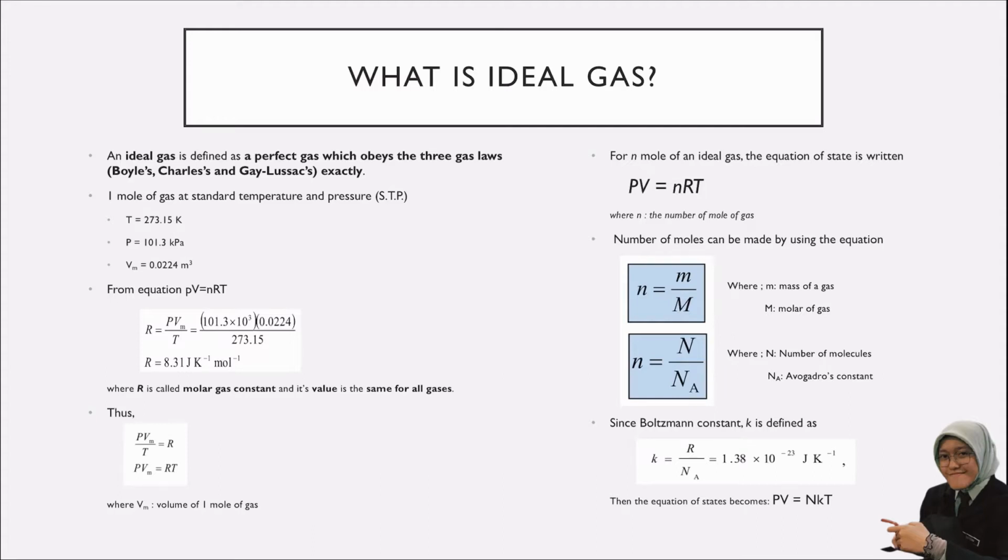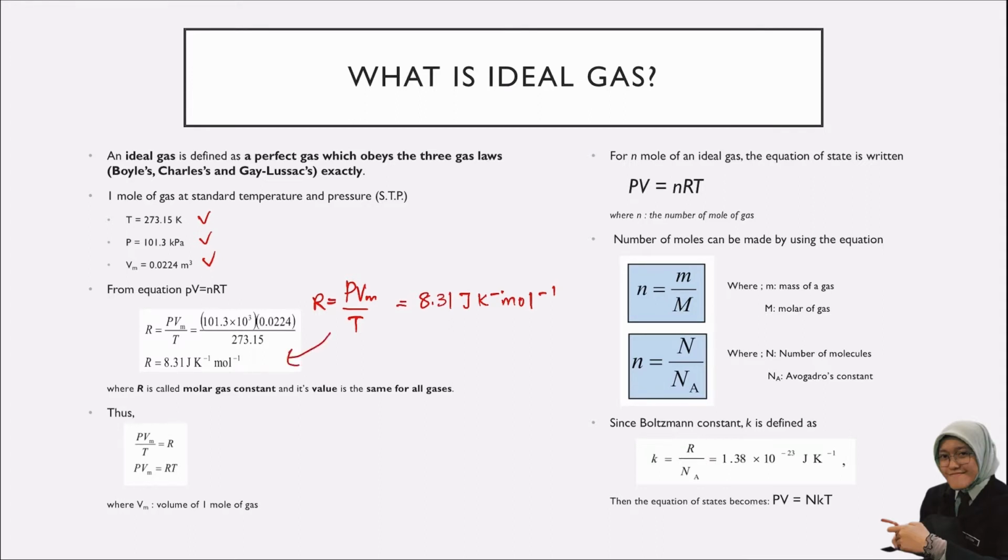0.0224 meter cube. So from the equation PV equals to nRT, kita boleh dapat R constant by substituting the value, which is PV over T. So kita substitute by the value that we have here, kita akan dapat 8.31 joule per Kelvin mole. So right here, like this.